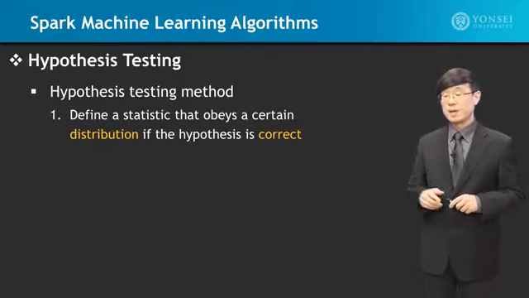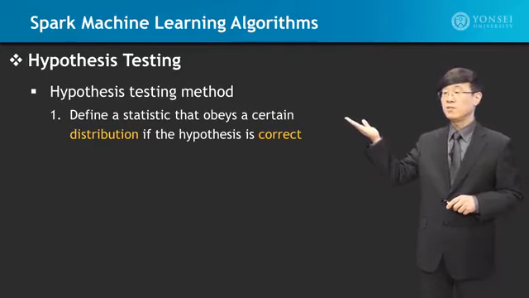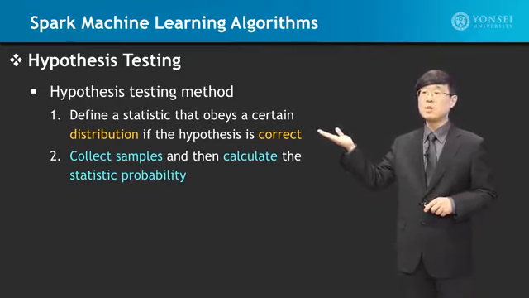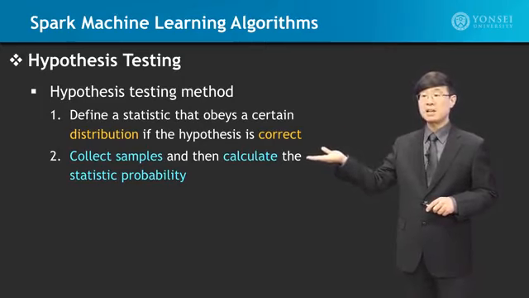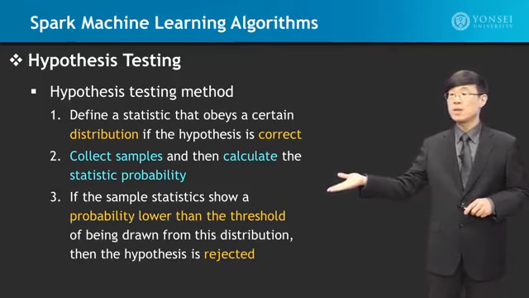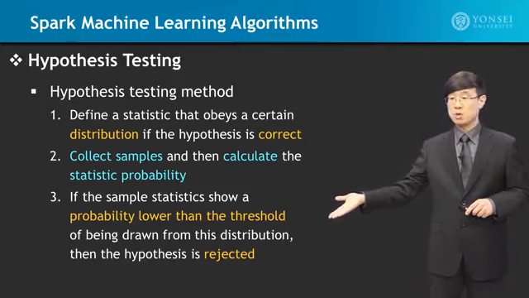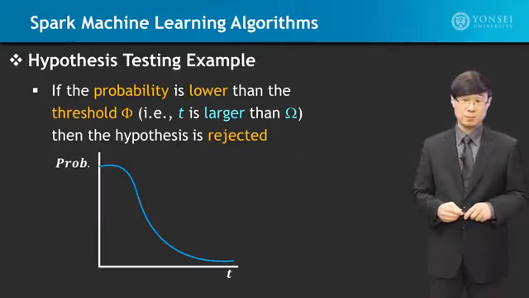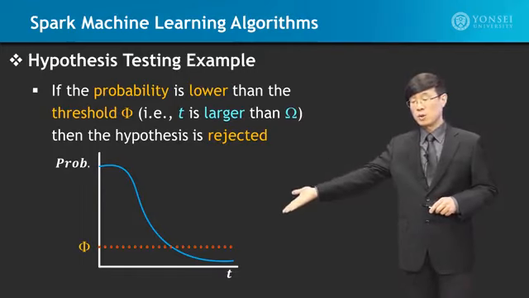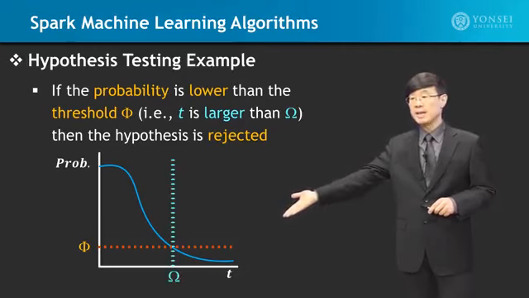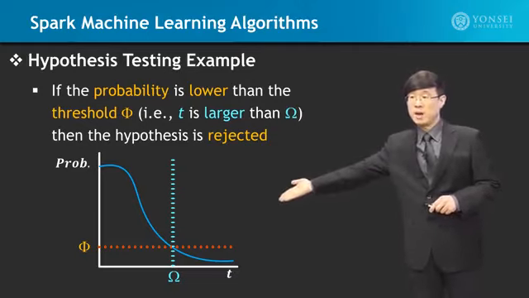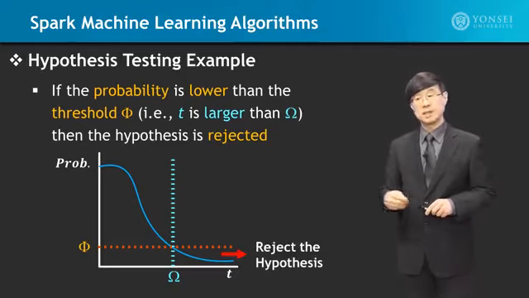The hypothesis testing method is based on the following case, where we define a statistic that obeys a certain distribution if the hypothesis is correct. Then we collect samples and calculate the statistics probability. If the sample statistics show a probability lower than the threshold of being drawn from this distribution, then the hypothesis is rejected. For example, if the probability is lower than the threshold pi, shown right there, or in the case of t, if t is larger than omega, shown right down there, then the hypothesis is rejected.